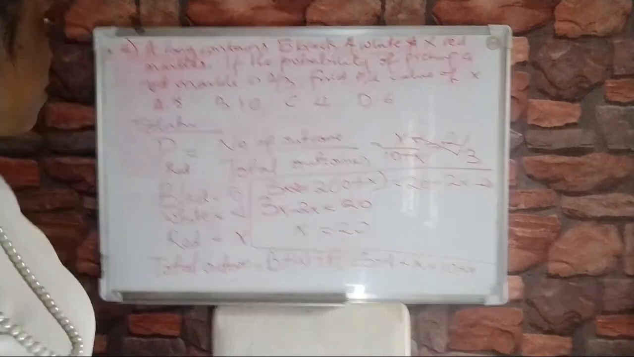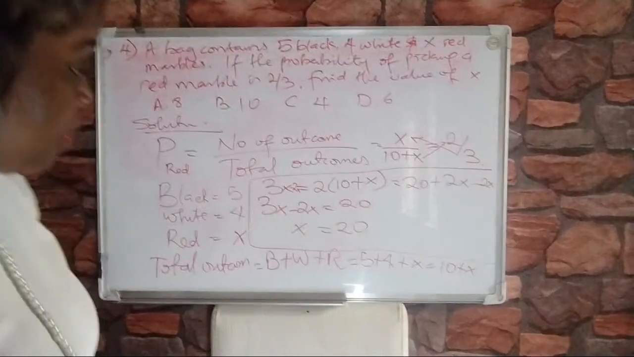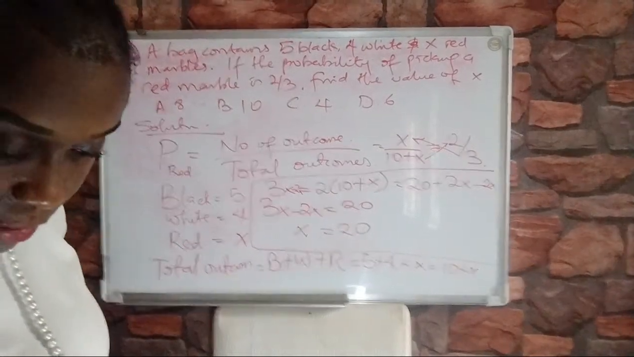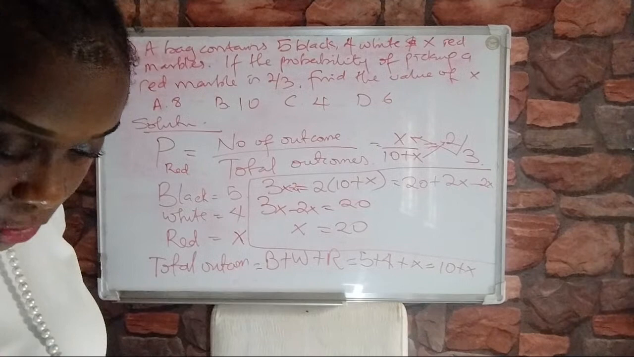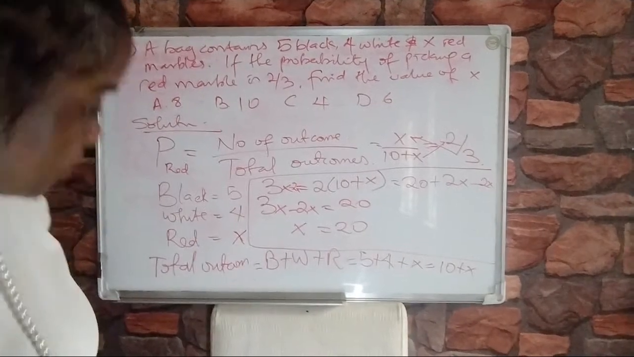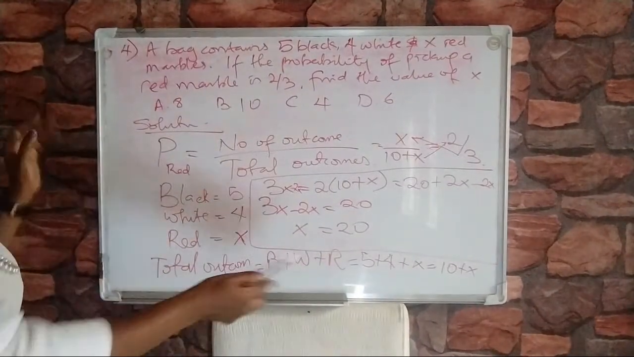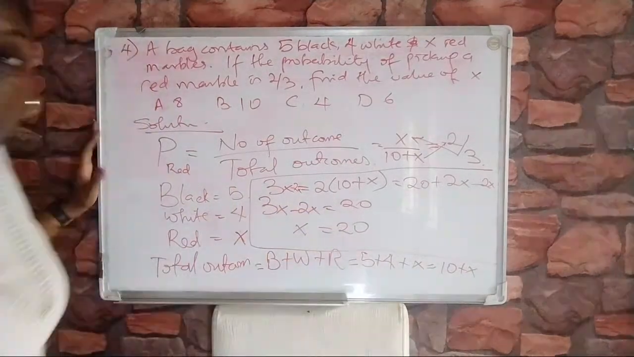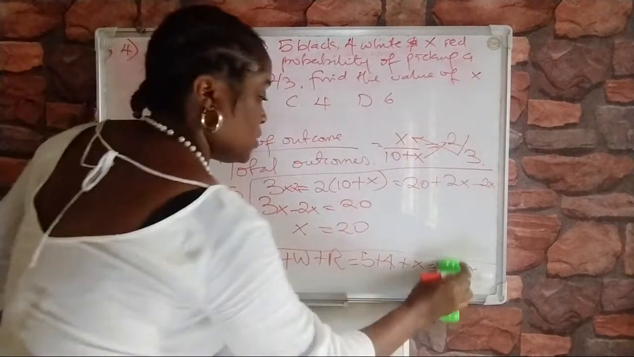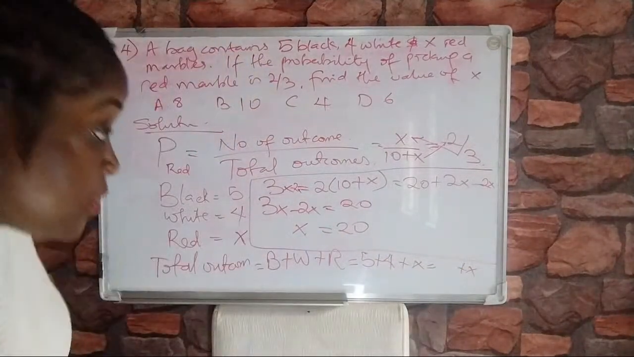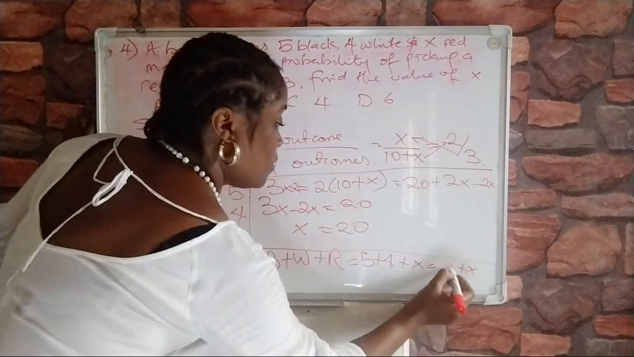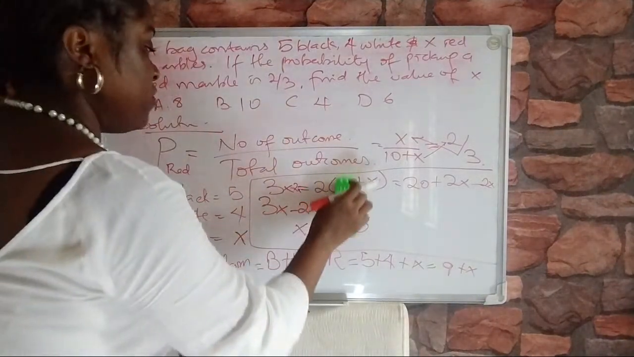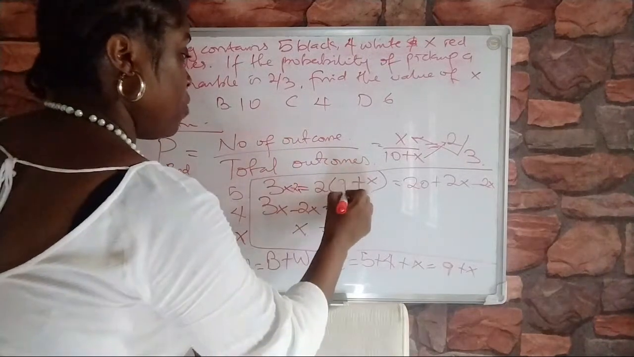So what was our problem? Find the value of x. Something is not really adding up here. So just hold on a bit. Okay, I think our problem came from here. 5 plus 4 is 9, not 10. So we'll change all the values over here.